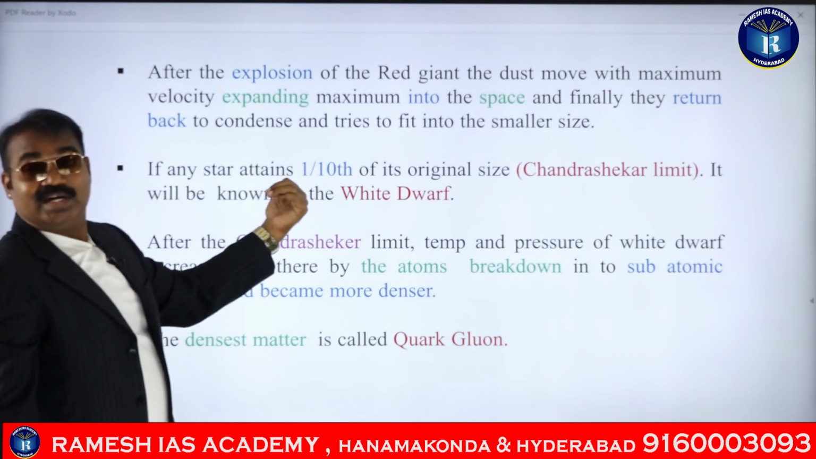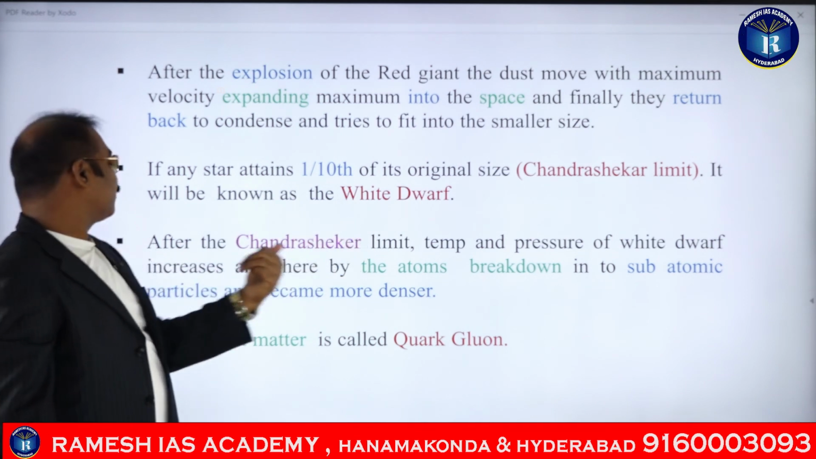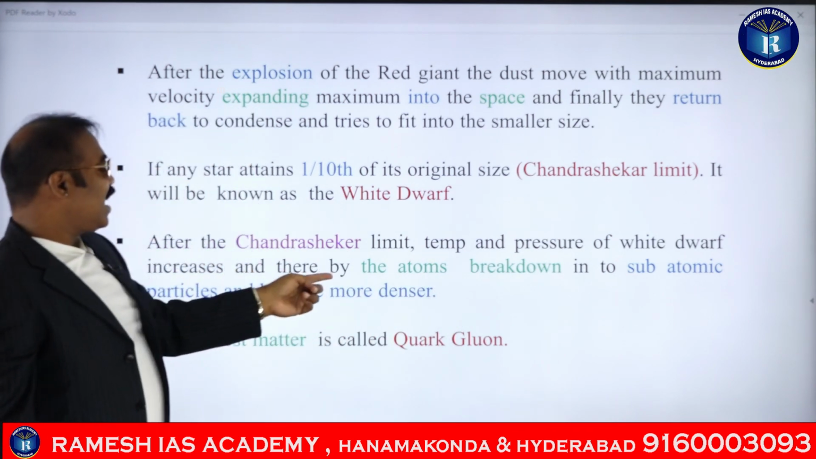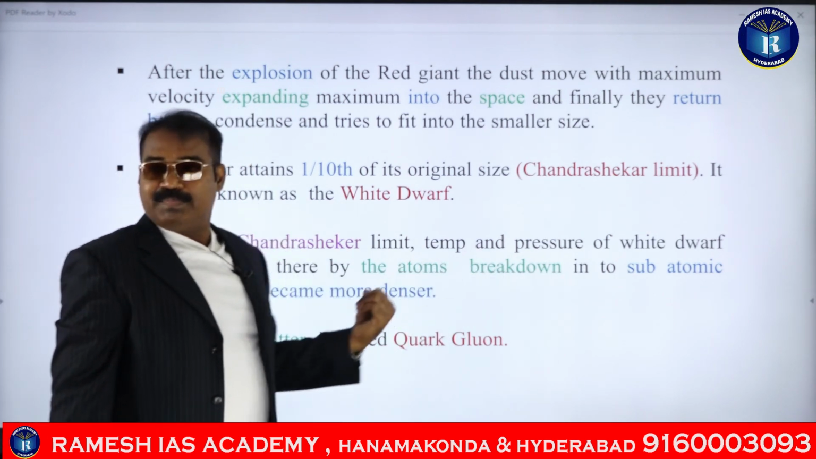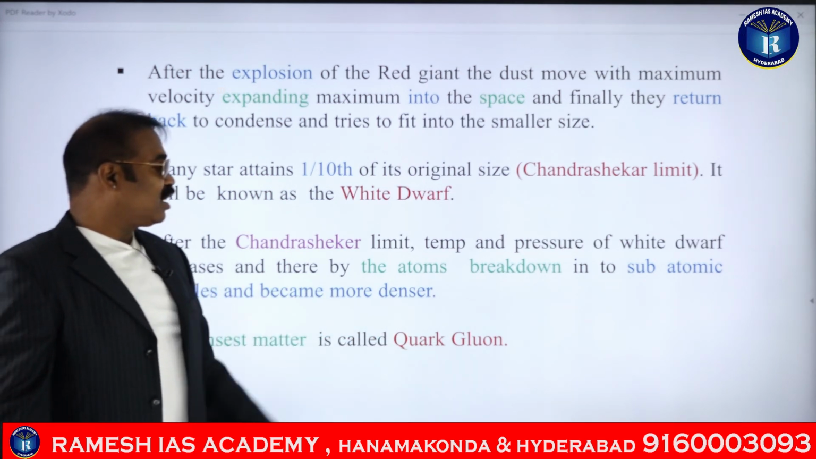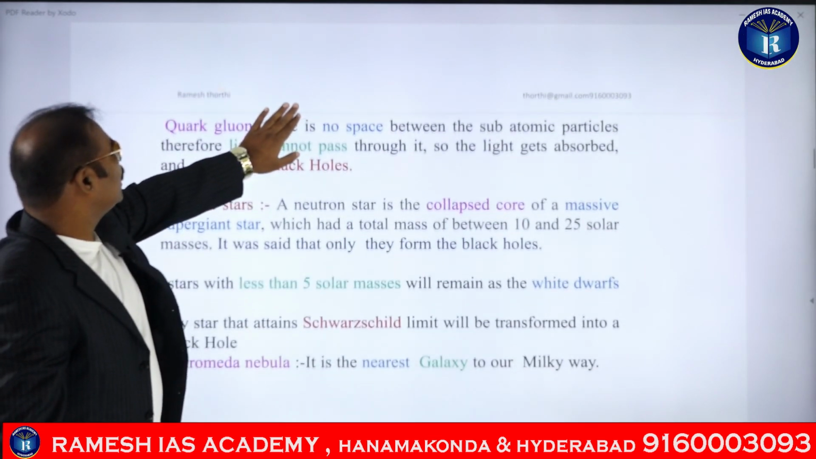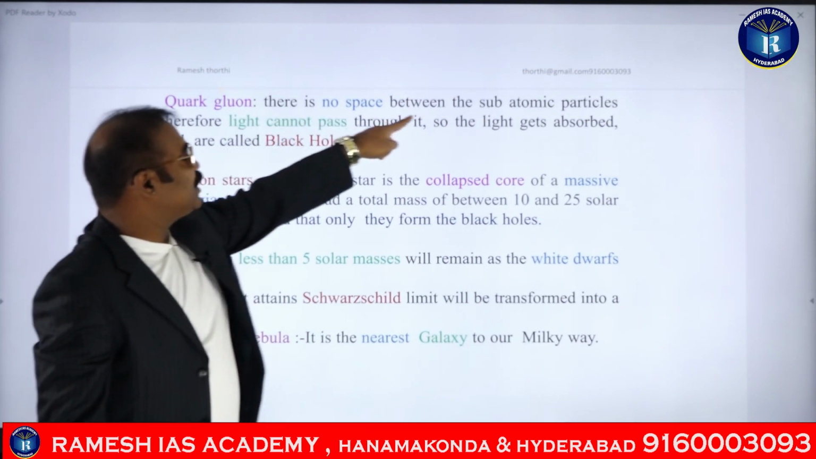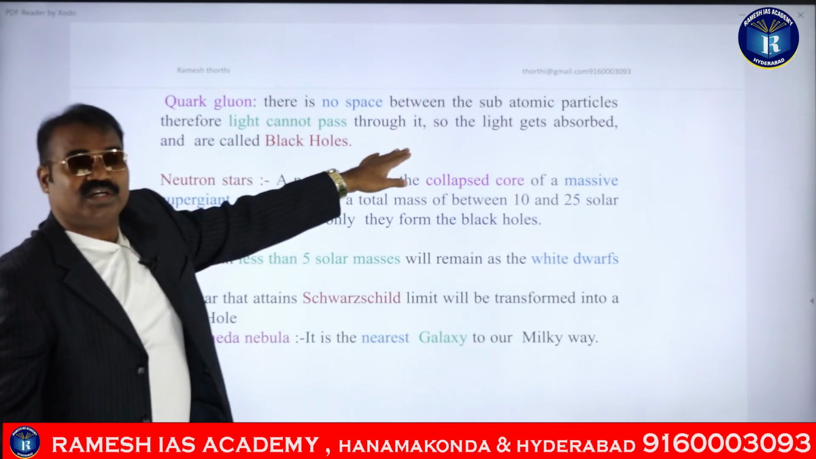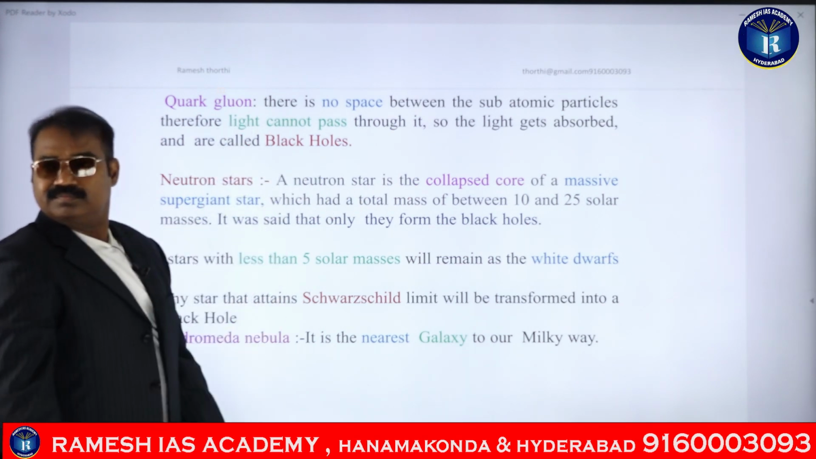And if any star attains 1/10 of its original size, that is the Chandrasekhar limit, it is known as the white dwarf, right. After the Chandrasekhar limit, the temperature and the pressure of the white dwarf will increase tremendously, and thereby the atoms break down into subatomic particles, right, and become denser. The densest matter is called the quark gluon. So, what is quark gluon? In quark gluon, there is no space between the subatomic particles, right. Therefore, the light cannot pass through it. So, the light gets absorbed and we call them the black holes, right.